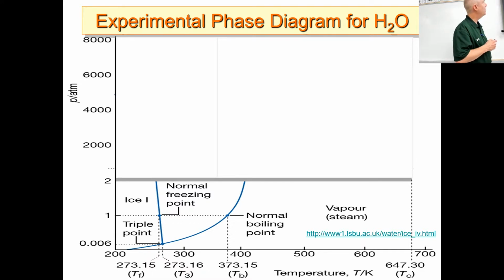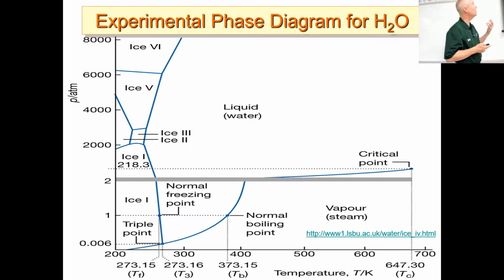But this also has a break. Now we go from 2 to 2,000, 4,000, 6,000, 8,000. And so what more could there be? We have solid, liquid, gas. But think about the solid. You can have a lot of different crystal structures. And so this one's kind of crazy. We have ice 1, ice 2, ice 3, ice 5, ice 6, and then there's a bunch of others up there.